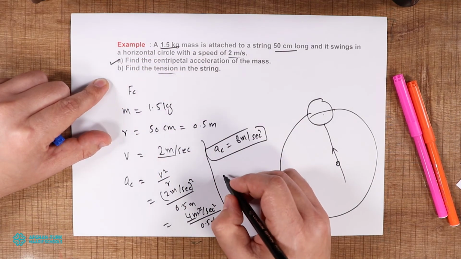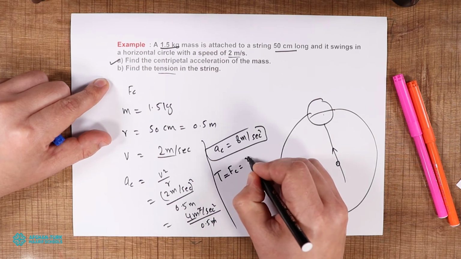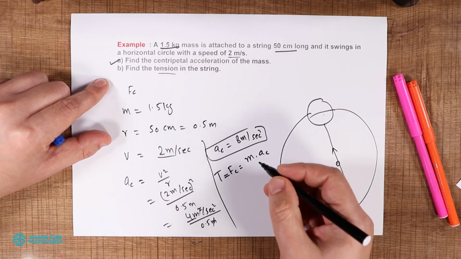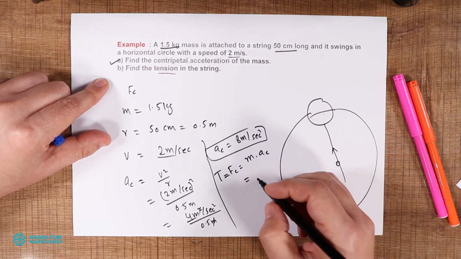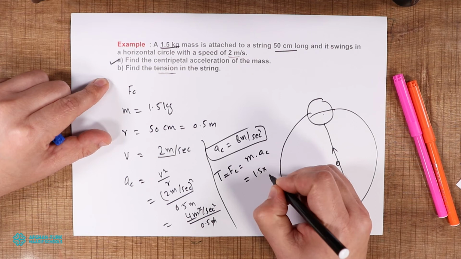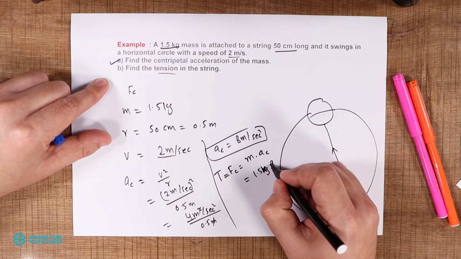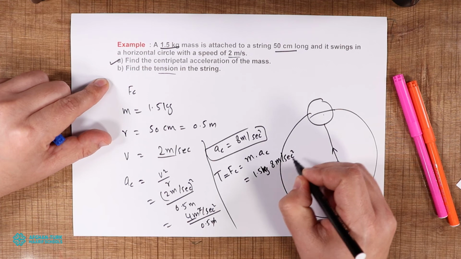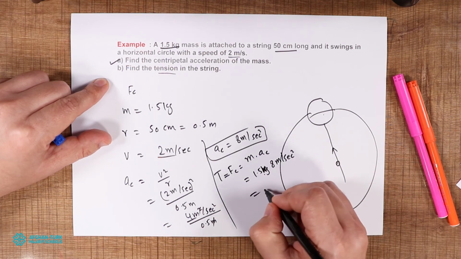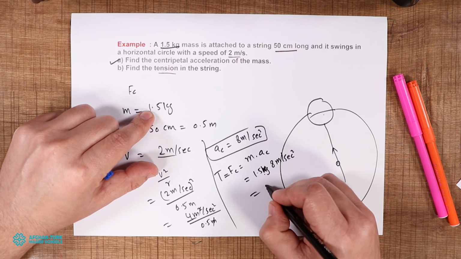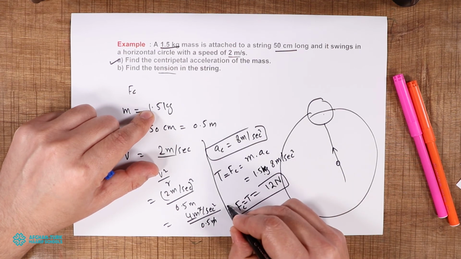Now the next part, part B, they want the tension force, and this force is equal to the centripetal force, which is equal to m times a_c. We can also use the other formula, but shortly we will use this formula. m is 1.5 kilogram and acceleration is 8 meter per second squared. Kilogram times meter per second squared, mass times acceleration, is equal to Newton. So if we multiply this, it will be equal to 12 Newton. The centripetal force or tension force will be equal to 12 Newton.